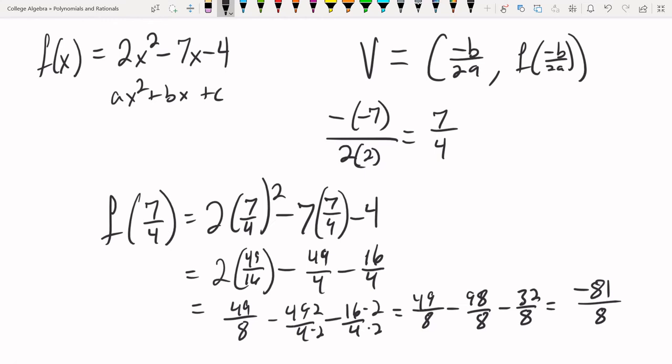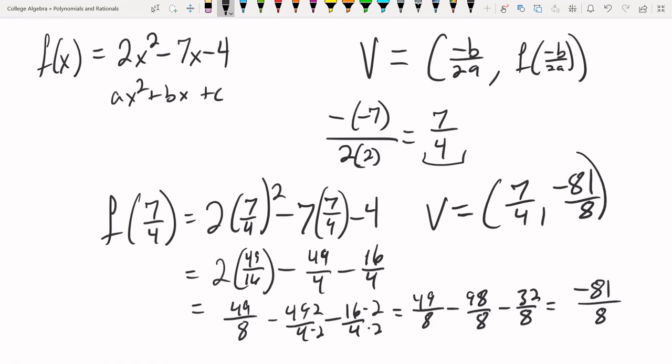It's probably going to give you a decimal, so you got to make sure you write it as a fraction, because that's how we're going to use the vertex, because the vertex is going to be at 7/4, -81/8. If we wanted to find the vertex using completion of the square, this would be a lot more involved.